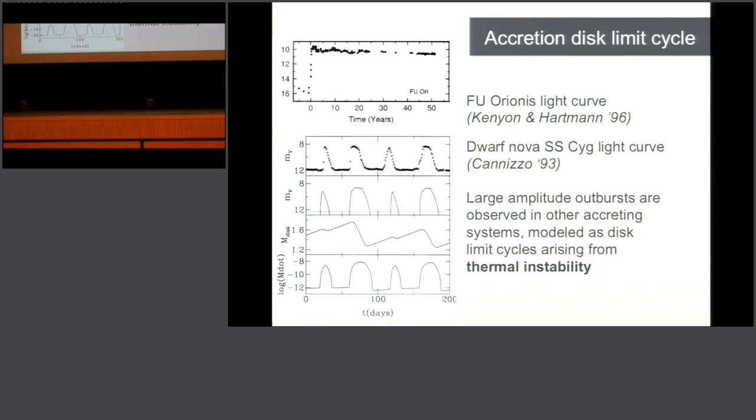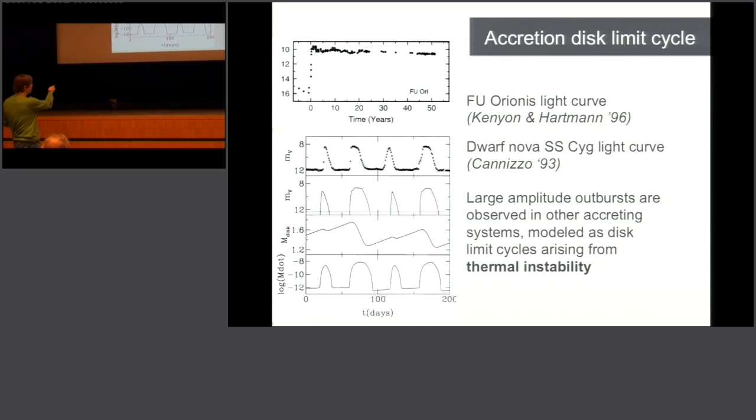And what you see here is that this system has a low state, and then it has outbursts here which are about 4 magnitudes in the visual. And these outbursts, there's some short ones and there's some longer ones, but the sort of timescales of those outbursts are maybe weeks or months in duration. And the lower panels here are work by John Cannizzo from 1993, showing models of these outbursts based on this accretion disk limit cycle instability I'm going to be describing.